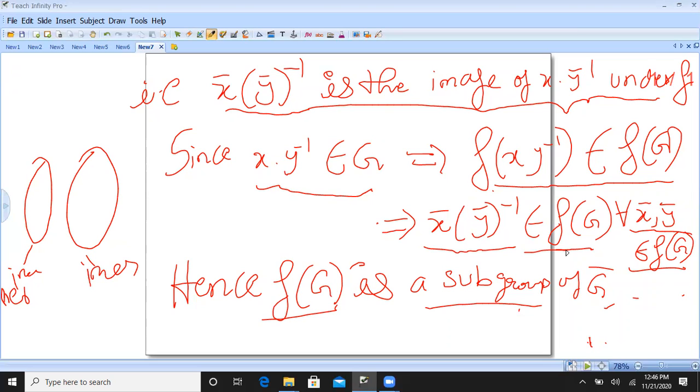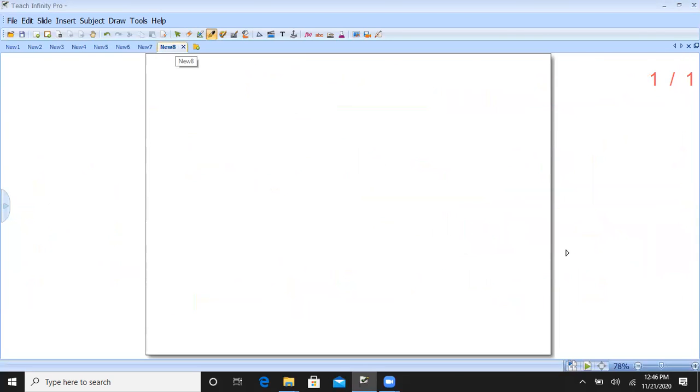So I will go directly to the next topic, which is kernels of homomorphism. Kernels of homomorphism I will be explaining in the next class. This is your last topic, that is kernels of homomorphism. I will be explaining it in the upcoming classes.